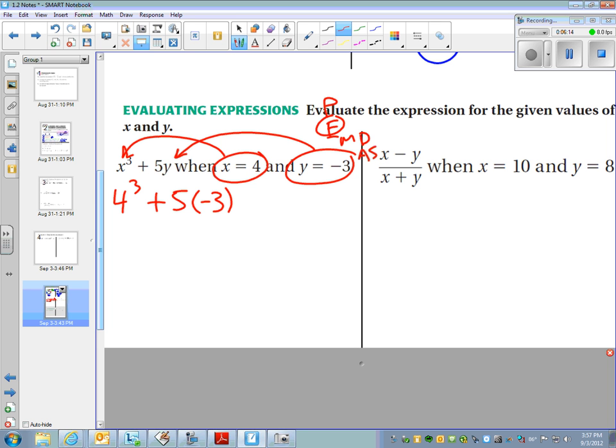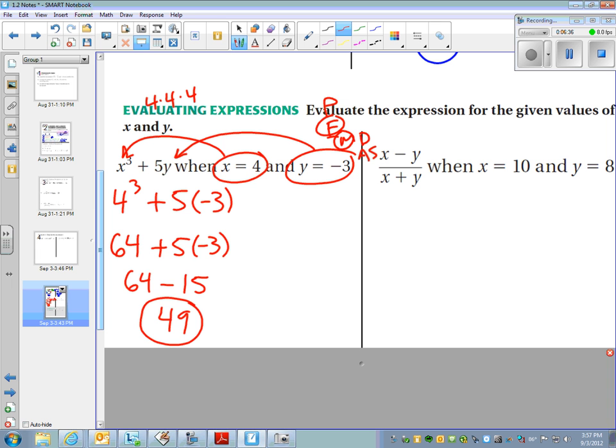4 to the third is 4 times 4 times 4, which is 64, plus 5 times negative 3. Next up on our list is multiplication. So we're going down the line. 64 minus 15. 5 times negative 3 is a negative 15. We subtract those and we get 49 is our final answer.